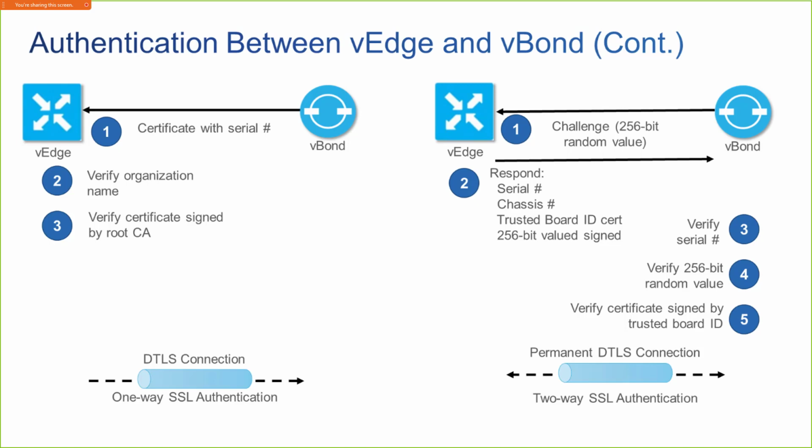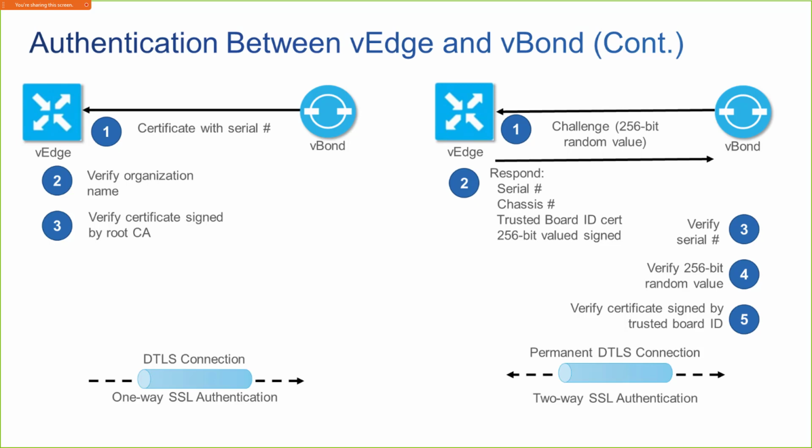Well, guess what? When the orchestrator receives that response from that challenge, it's able to verify the identity of the vEdge device, because it's using the corresponding public key that was already presented to be able to verify that hash in essence. And because only the vEdge device would know what that private key is, then we're able to authenticate that device.